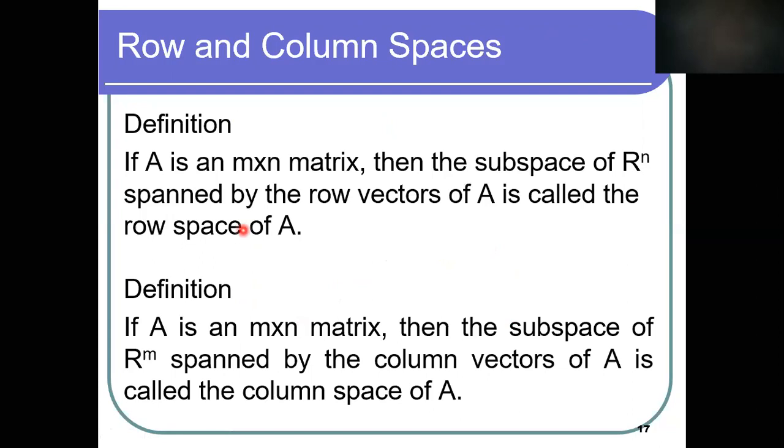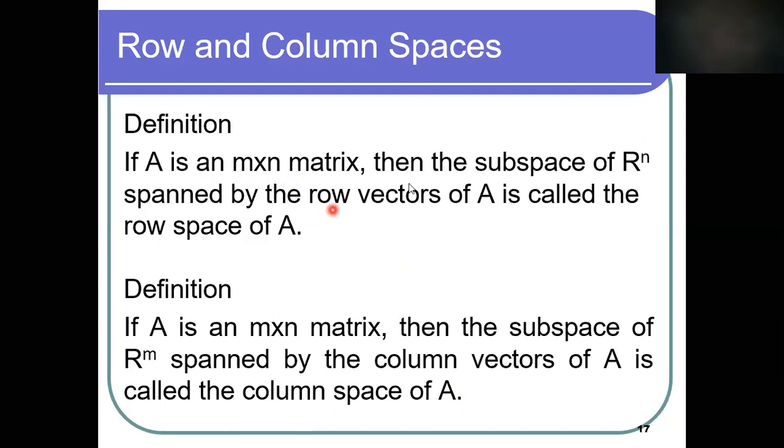So, dear student, if A is an m cross n matrix, I mean to say if T is a transformation from Rn to Rm, in that case the subspace of Rn spanned by the row vectors of A is called the row space of A. If A is an m cross n matrix like this, then the subspace of Rm spanned by the column vectors of A is called the column space of A. Dear student, what does it mean? If you look over here, this is a transformation from Rn to Rm.